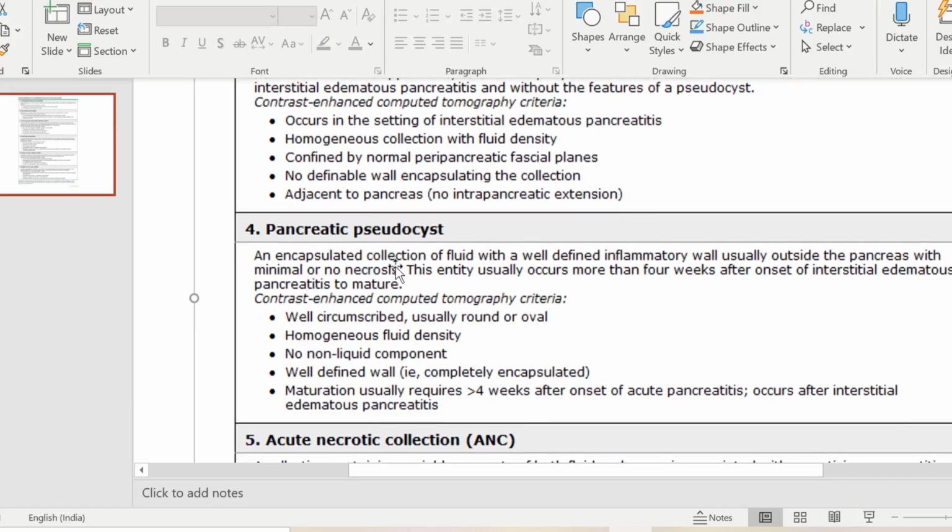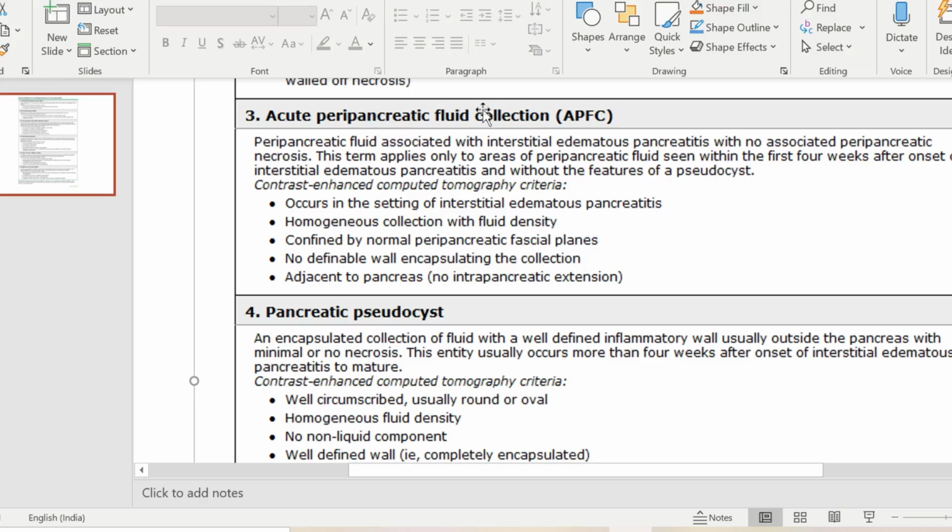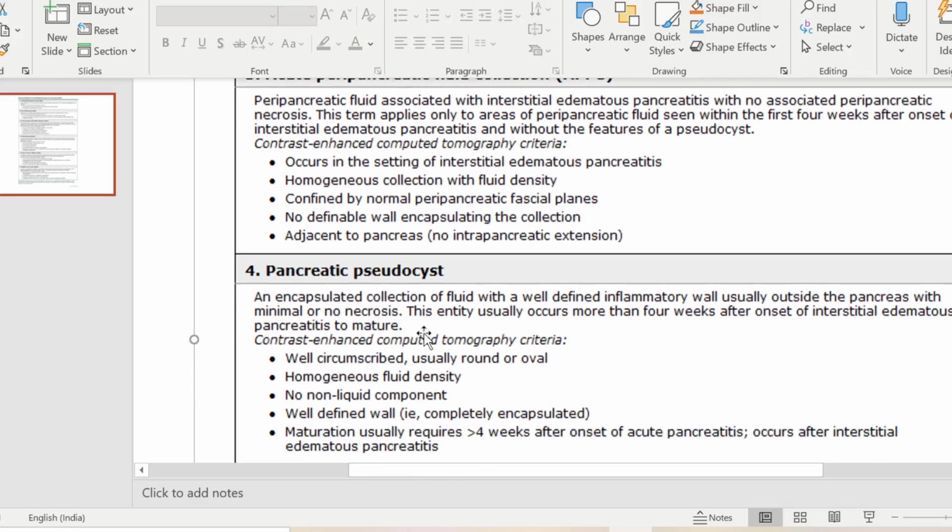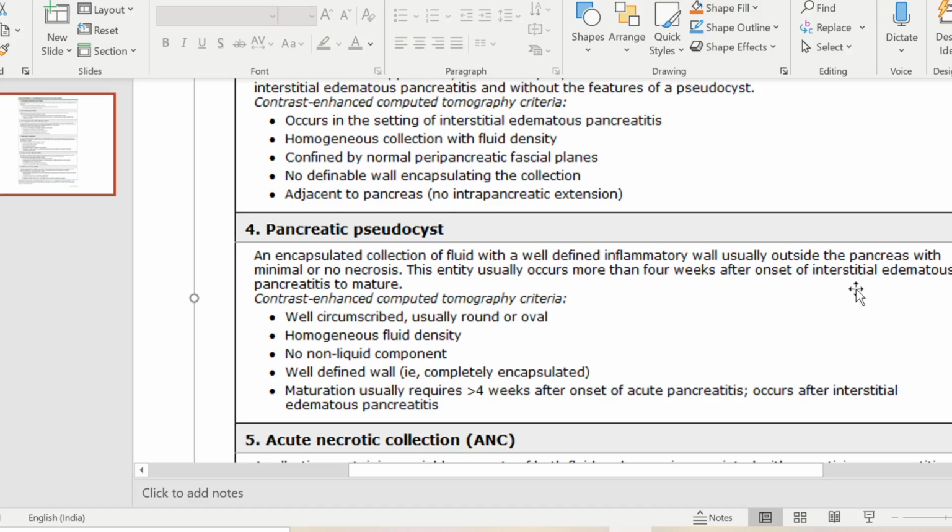Now the fourth term, the pancreatic pseudocyst, is an encapsulated collection of fluid with a well-defined inflammatory wall, usually outside the pancreas with minimal or no necrosis. This entity usually occurs more than 4 weeks after the onset of interstitial edematous pancreatitis, to mature. So the APFC leads to a pancreatic pseudocyst after 4 weeks.